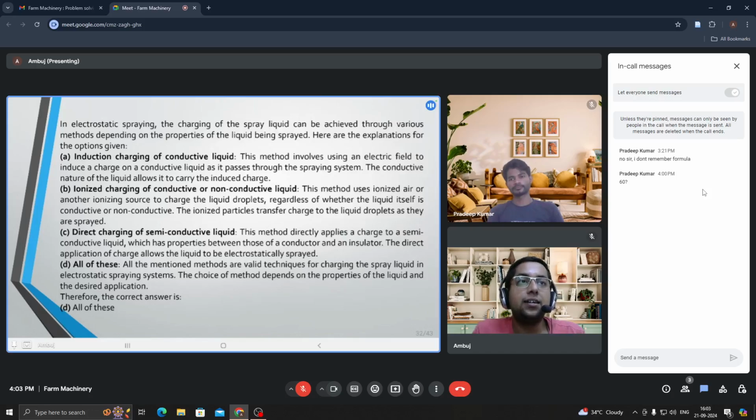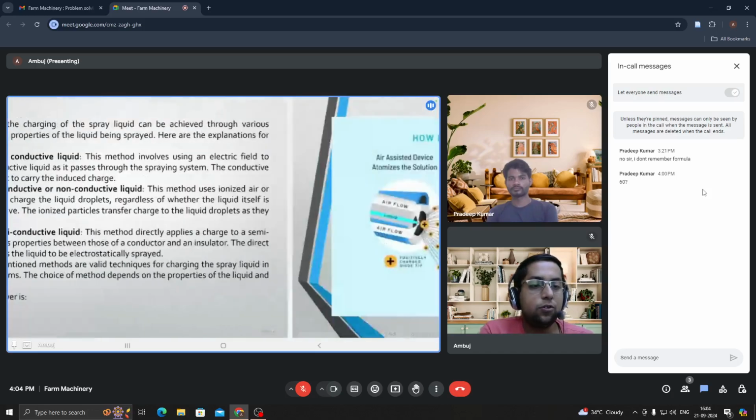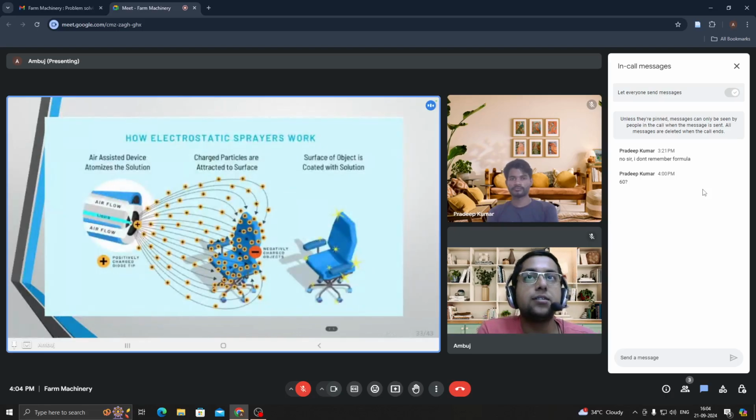Ionized charging means directly ionizing the air or the source, bringing both in contact with each other so that the charge is induced in my liquid. Another method is direct charging of semiconductive liquid, meaning directly applying the charge to the semiconductive liquid, which has properties between those of a conductor and an insulator. All of these are valid methods. I'll tell you the entire procedure, don't worry. This is how electrostatic sprayers work.